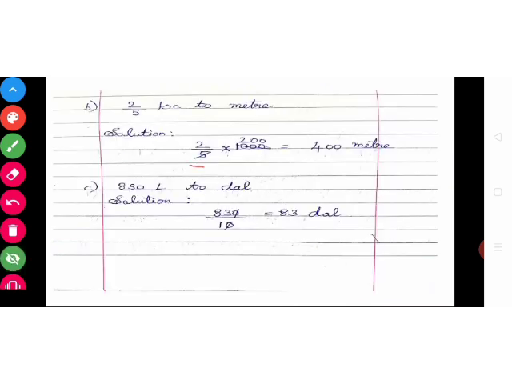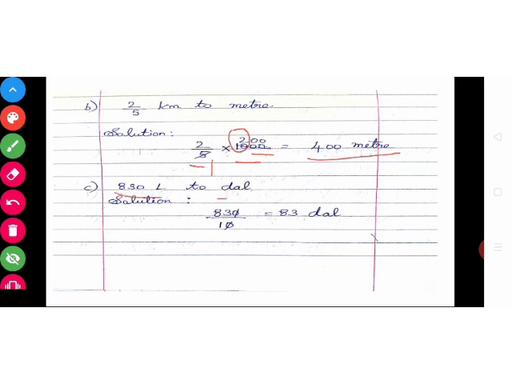2 by 5 into 1000. So how many times are you going to cancel in this? 1 5 is 5. 2 5s are 10. And then these two remaining zeros as such you want to add with it. So your answer is 2 into 200. What is your answer? 400 meter.